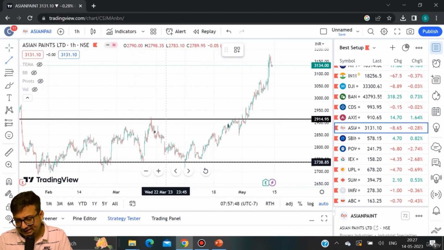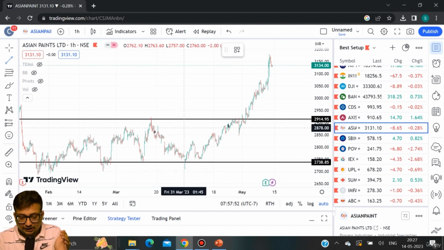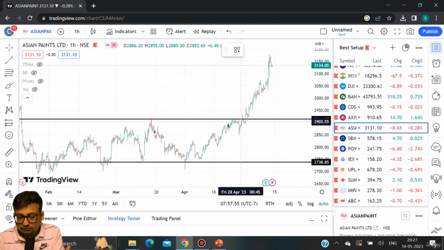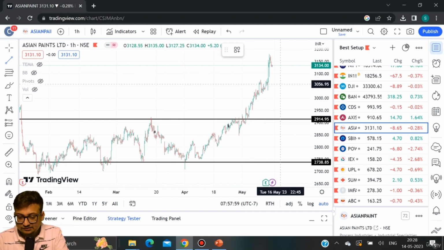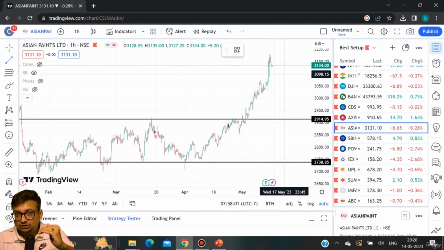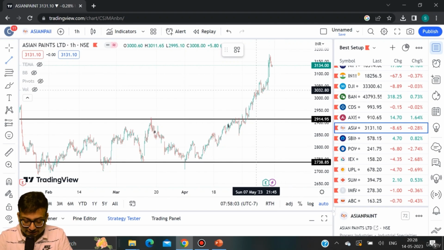So we'll wait for a retest, then we can enter whatsoever. So in the 1 hour time frame, what we are seeing is that the market was in a particular range, the support was this and the resistance was this. Now it is trying to go upward, right? Let's go to 15 minutes.